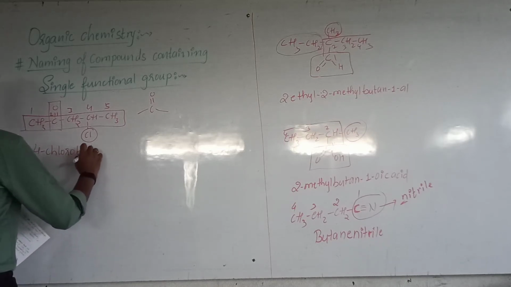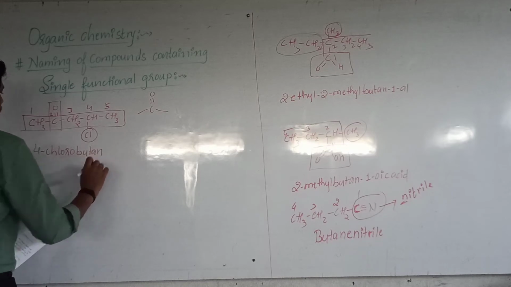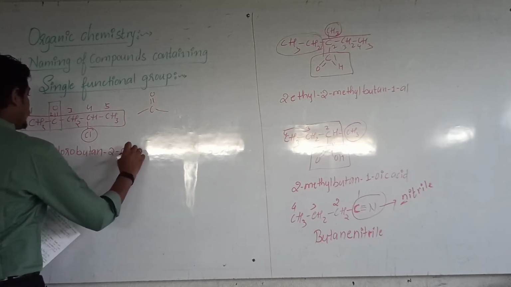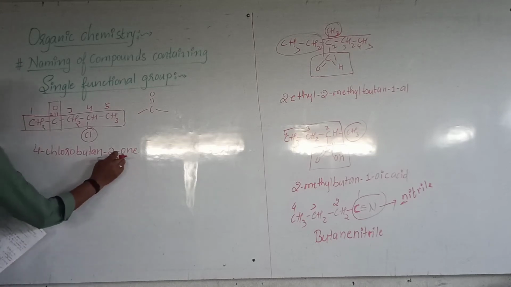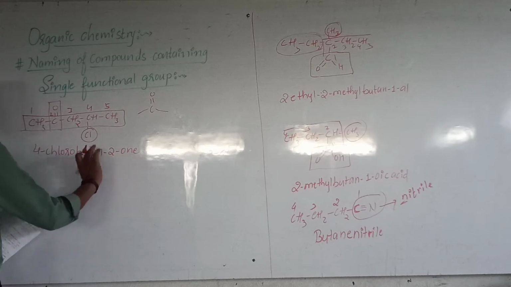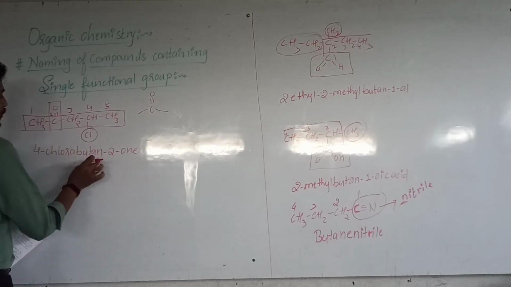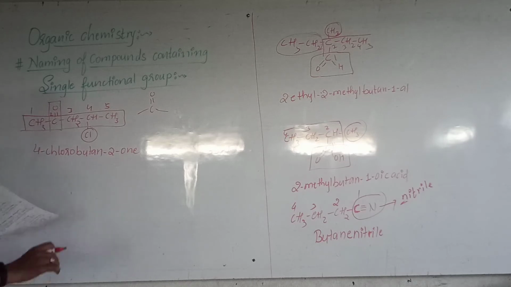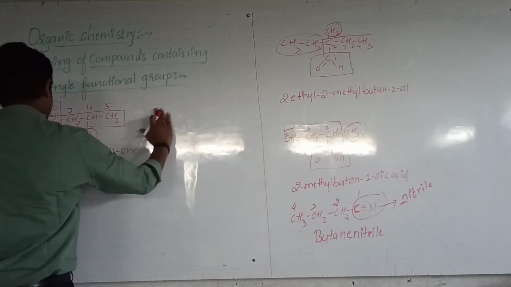Okay, butane 2-one. Again, the secondary suffix is O, which starts with a vowel (A, E, I, O, U), so the E of the primary suffix is dropped. 4-chloro butan-2-one. Okay, then next one.